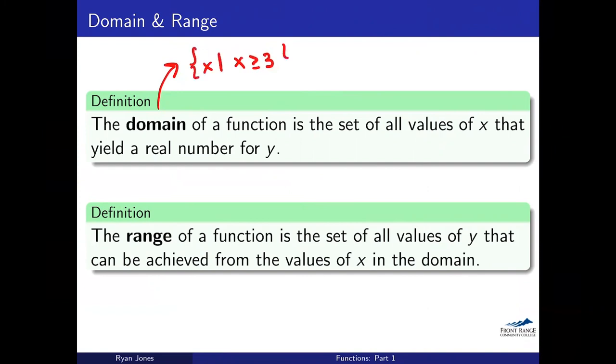If I wanted to be specific, I could say x such that x is greater than or equal to 3. Again, I'm not going to be too picky on that here. The range is going to be that y such that y is greater than or equal to 9. And there we go. We've got our domain and range for that specific example that we looked at.